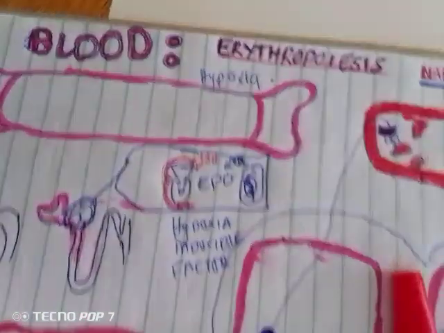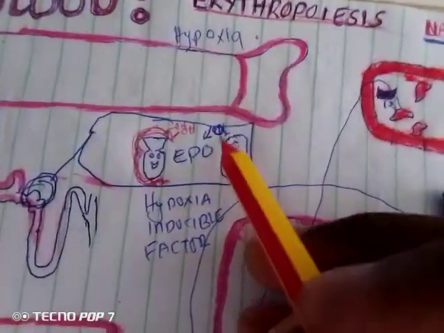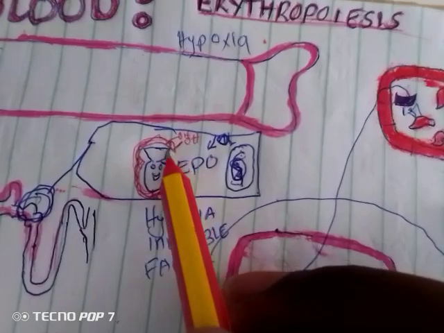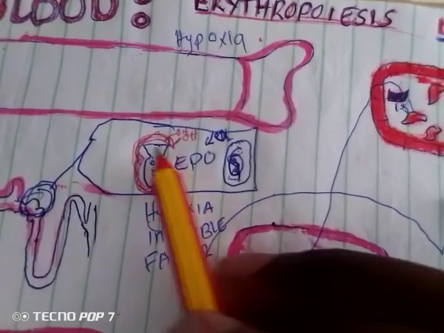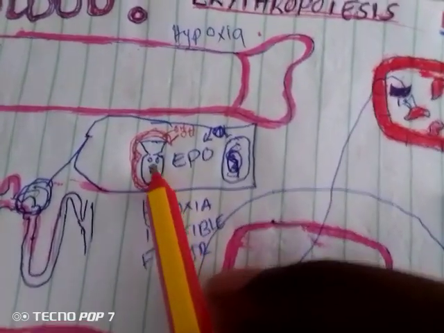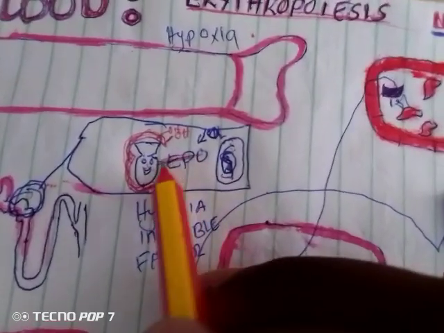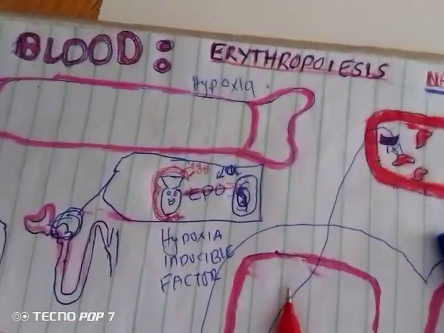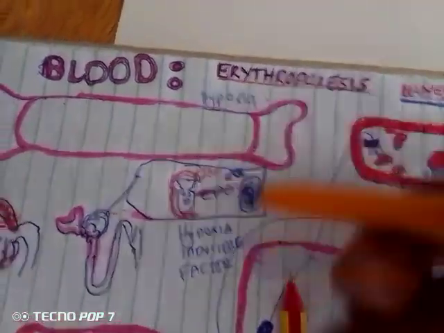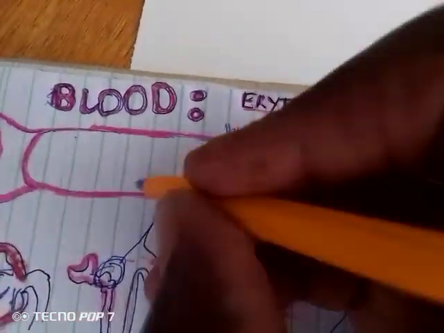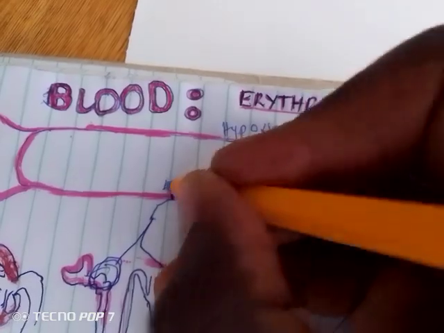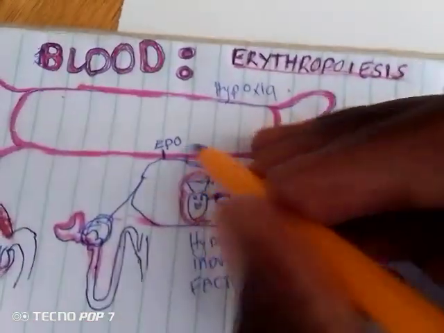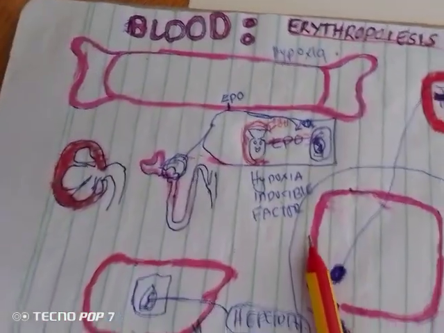When oxygen is very low, or when there's no oxygen, this enzyme releases the hypoxia inducible factor to bind with this gene here. After binding with this, EPO, erythropoietin, is now released into the bone marrow.